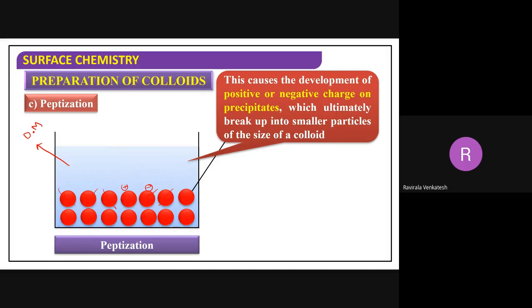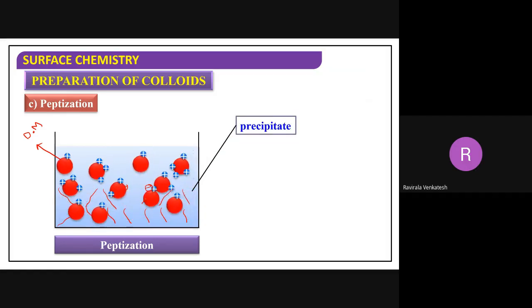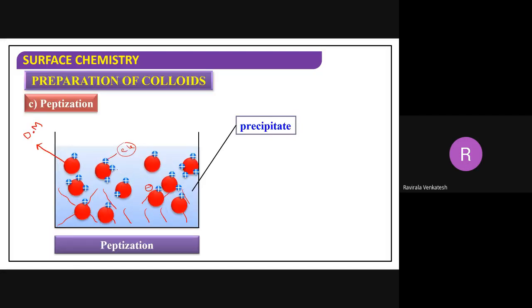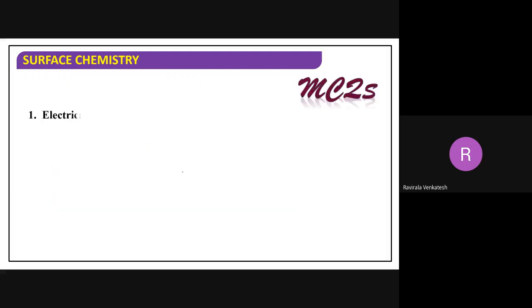They can be broken down to colloidal size like this. Because of the charge from the electrolyte, the size of these precipitate particles is now converted into colloidal size. Now we got the colloidal solution. This process is called peptization.